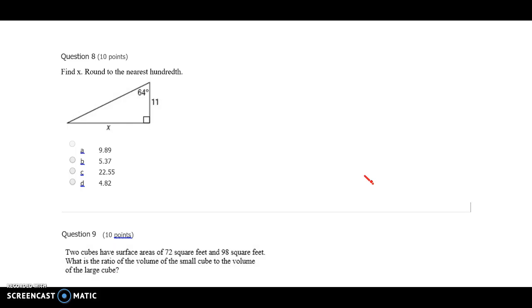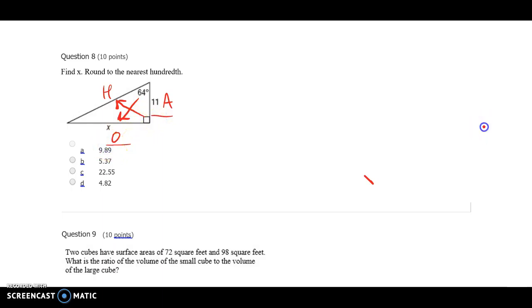So let's label our triangle first. We have our angle here that we're looking at. This side right here is going to be opposite of that angle. Opposite of the right angle is always the hypotenuse. That leaves this one to be good old adjacent. So notice we have adjacent, and we need opposite.